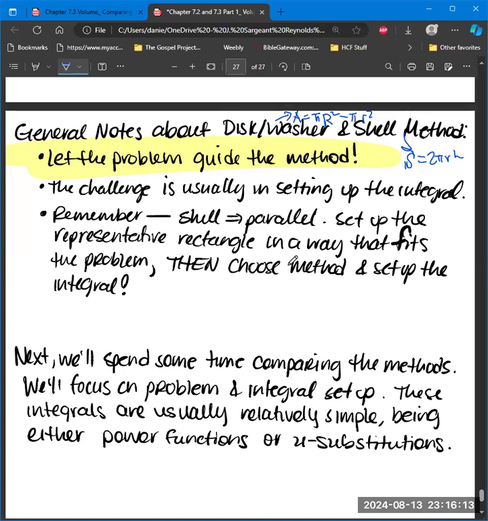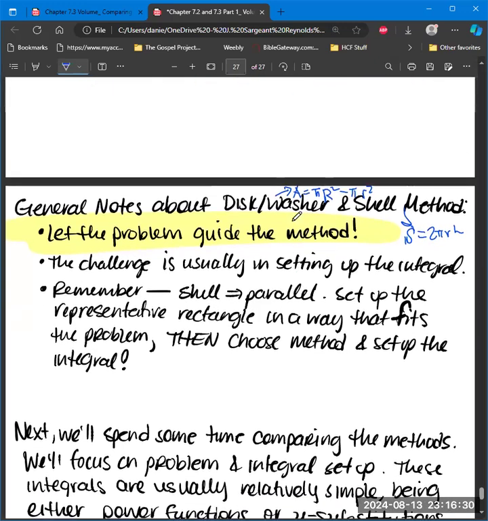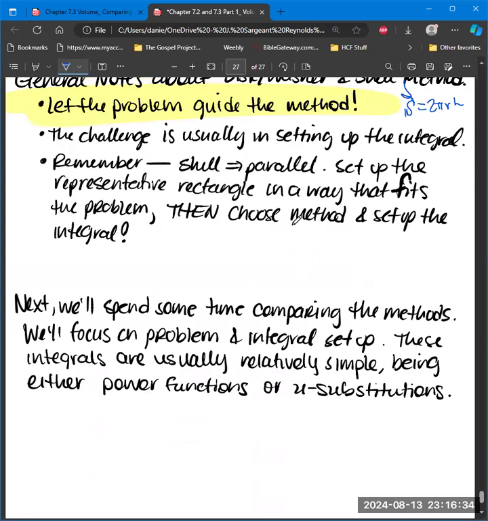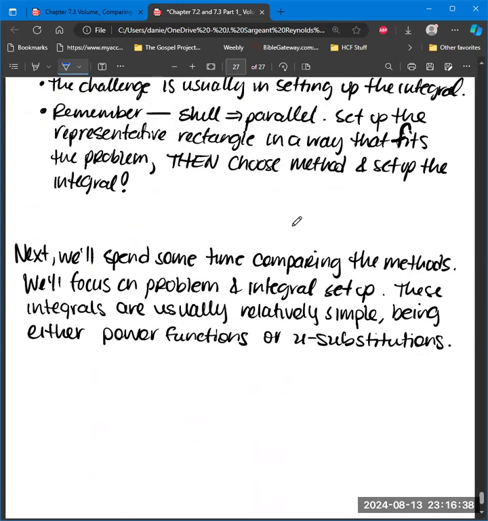So we'll come back next time and talk about 7.3, where we just generally talk more about the shell method and comparisons of the two methods and when we should use each.